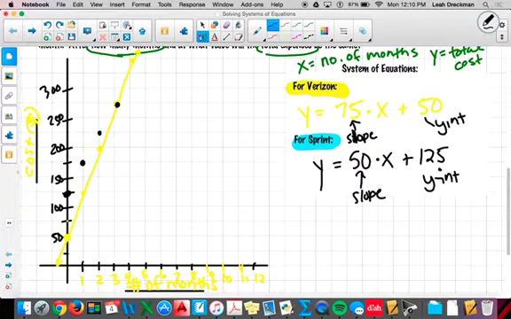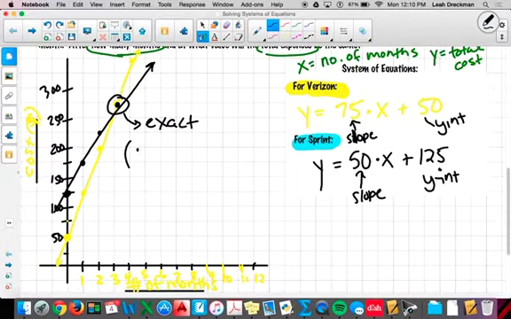And we can see that this point got marked twice on both lines. So this is an exact solution. And that ordered pair happens after 3 months. And the total cost is $275.